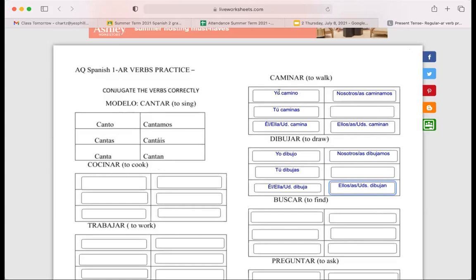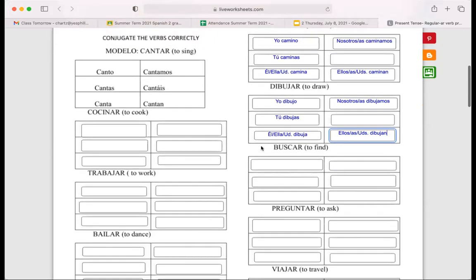And like I said, for this one right here, you could say yo camino, and that means I walk, or you could just say camino, and people will know what you mean. So either one is correct.